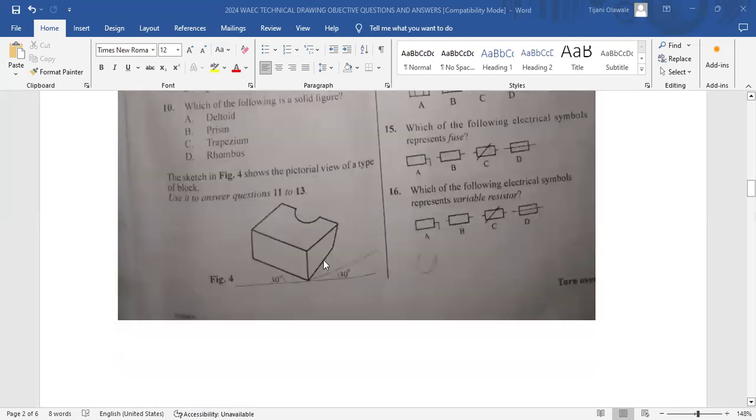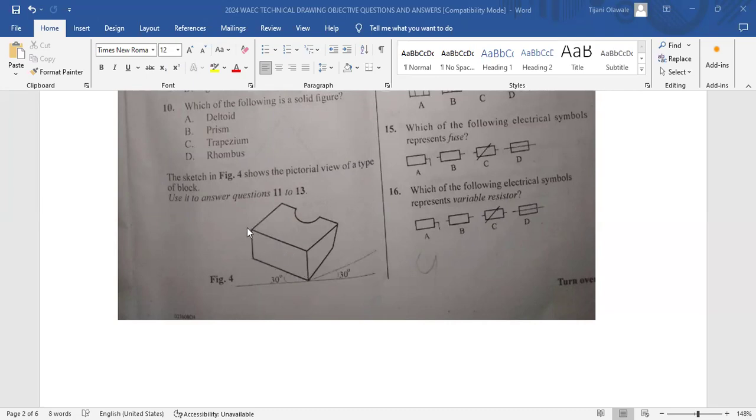If the object is actually being viewed in this direction, this is the left side of the object. Well, we can't see what is there. Probably, I don't know if it looks like this or if it is a rectangle as we have here. But the options that we are given show us that the object is being viewed in this direction.